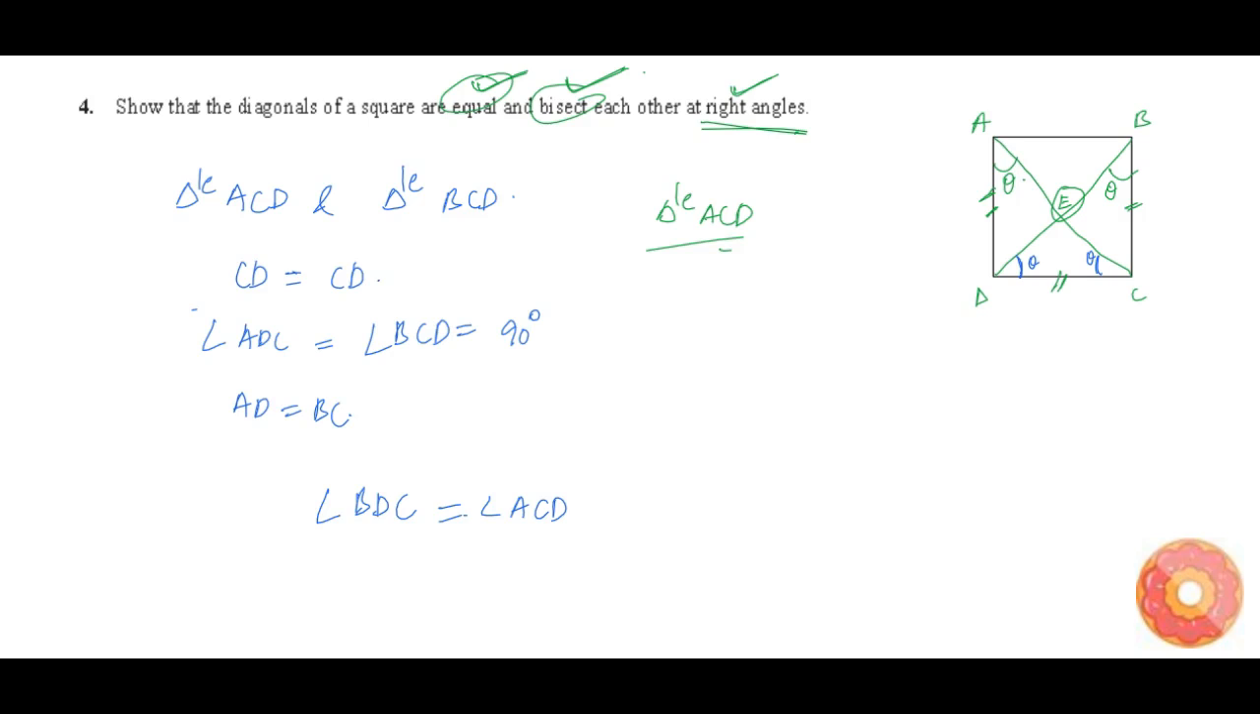Now let us consider just triangle ACD. In triangle ACD, now the angles are theta and 90 degrees. Now let us find the theta. Now in a triangle, sum of angles is 180 degrees, which is theta plus 90 is equal to 180. Therefore theta is equal to 45 degrees. Therefore this is 45 degrees.